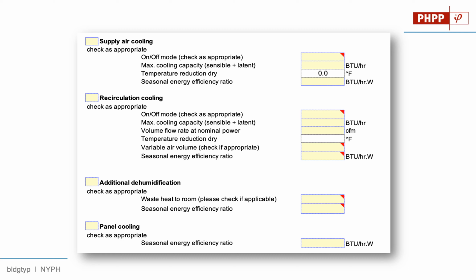Additional dehumidification, so dedicated standalone dehumidification, is a great idea in many humid climates. Panel or radiant cooling is certainly a good option in some climates, in particular climates that don't have high humidity loads, because of course with cold surfaces you're going to run a condensate formation risk.